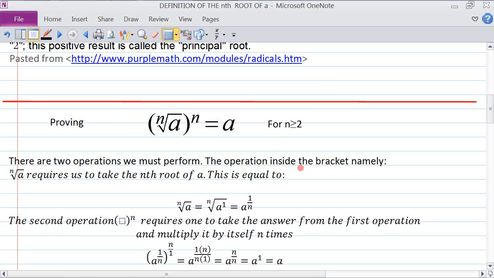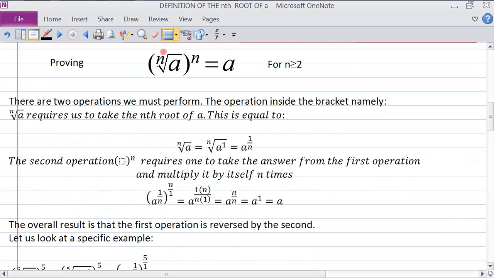I know that's maybe a little confusing, so we're going to break it up. And by the way, n has to be greater than or equal to 2 here. First of all, we're going to realize that there are 2 operations to perform. We're going to perform the operation inside the bracket, which requires us to take the nth root of a. I should have said not square root, nth root of a.